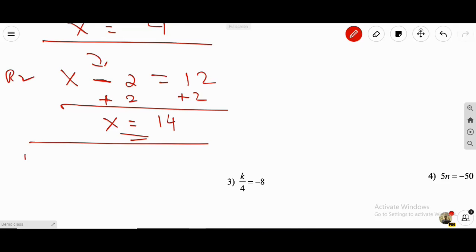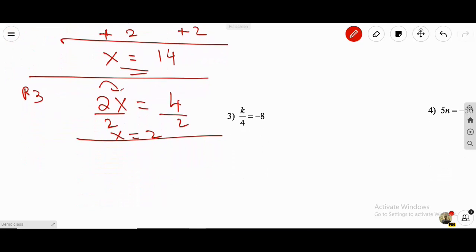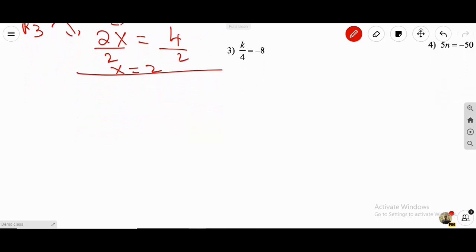So rule number 3 is, if there is a multiplication in the problem, for example 2x equals 4, since x is multiplied by 2, I do the opposite. I divide by 2 and I would get x equals 2. So here when there is multiplication, I divide. And rule number 4, let's say x divided by 3 equals 6. So since x is divided by 3, I just do the opposite. I multiply by 3 on both the sides, so I could get x equals 18.